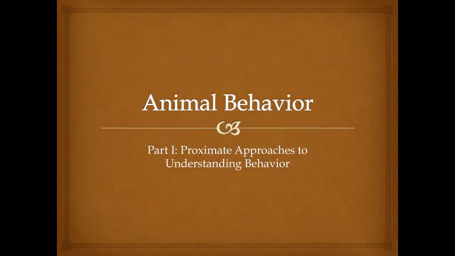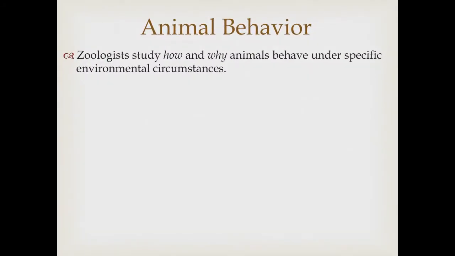This is the first of 3 lectures on animal behavior. In this first lecture, we're going to examine proximate approaches to understanding behavior. Zoologists can take 2 approaches basically to study how and why animals behave under specific environmental circumstances. And if you remember, the how questions are associated with proximate approaches. The why approach is typically referred to as an ultimate approach.